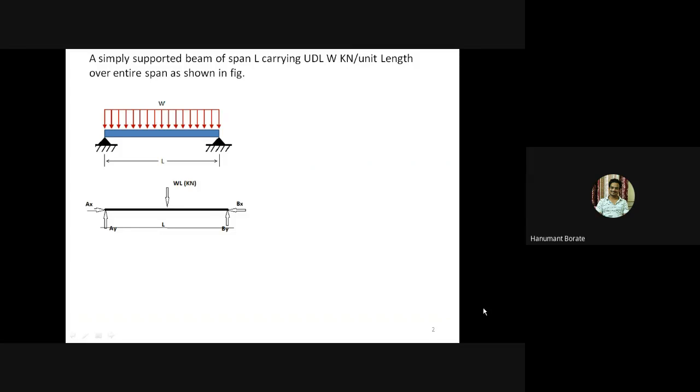The question is: a simply supported beam of span L carrying UDL W kilonewton per unit length over the entire span, as shown in the figure. Okay, so this is a simply supported beam and the load on the beam is only UDL type load, and the intensity of load is given as W kilonewton per meter. Okay, L is the length of the beam.